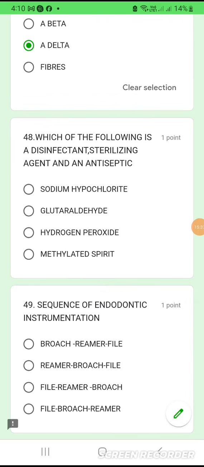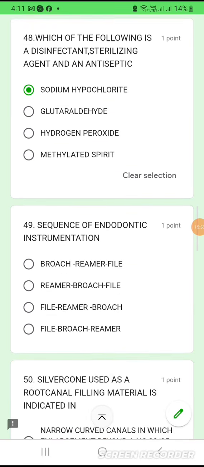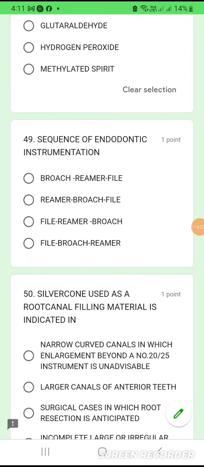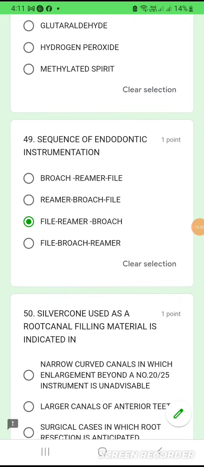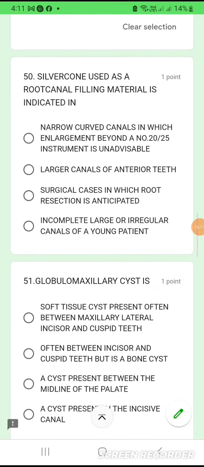Question number 48. Which of the following is a disinfectant, sterilizing agent and an antiseptic? The one which acts in all three possibilities. The options are sodium hypochlorite, glutaraldehyde, hydrogen peroxide and methylated spirit. So the answer is option A, sodium hypochlorite. Question number 49. Sequence of endodontic instrumentation. Which one will you use first: a file, a broach or a reamer? The one you should use first is the file. Secondly, you should use a reamer. Thirdly, you should use a broach. FRB. File, reamer and broach. That's the order.